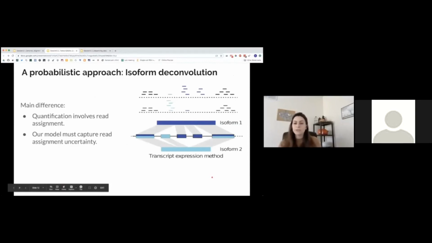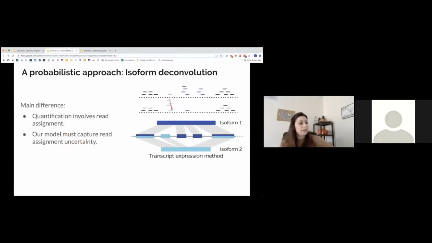The better approach that is used by RSEM and several other methods that try to do transcript quantification is to do this probabilistic method of isoform deconvolution. So the transcript expression method tries to determine exactly which transcript these reads originated from. What is the probability that each read came from transcript 1 or transcript 2? So it involves assigning these reads to a given transcript, and it must capture the assignment uncertainty.